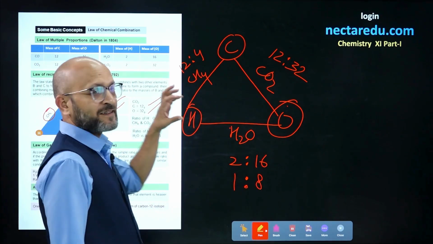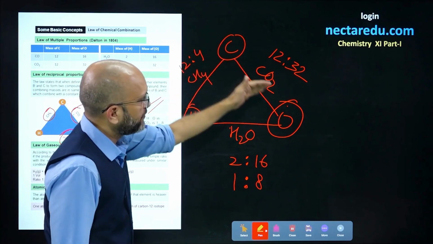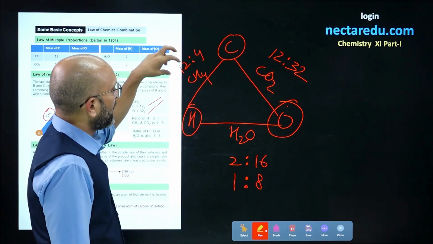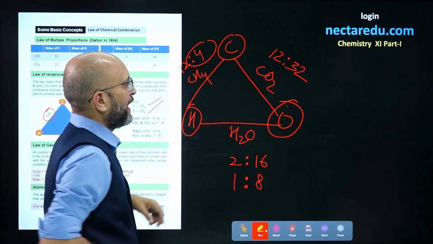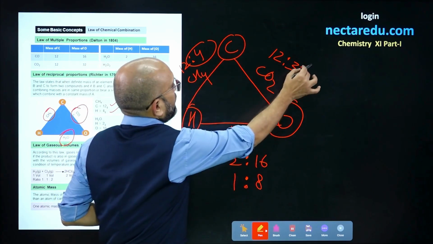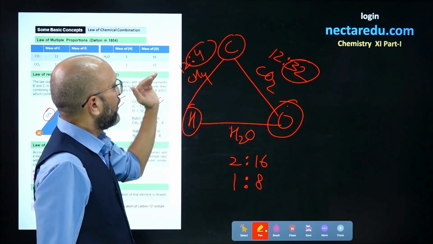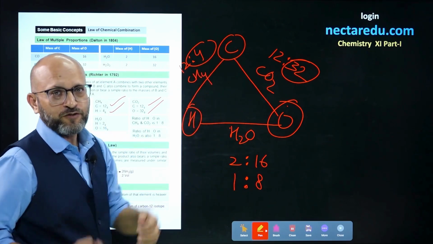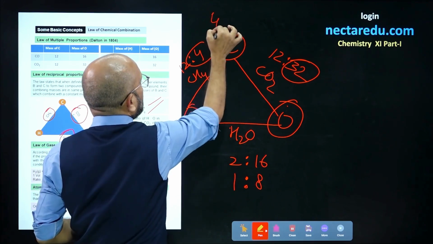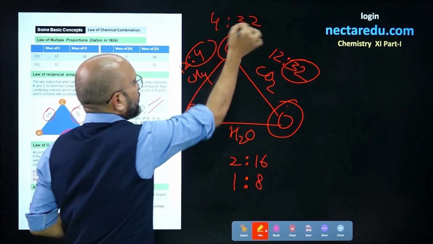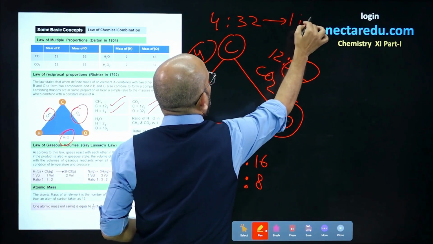Now, what does this law say? Carbon combines with hydrogen to form methane. Carbon combines with oxygen to form CO2. The fixed mass of carbon, 12 units, combines with 4 units of hydrogen here, and with 32 mass of oxygen. So, what is the ratio between the mass of hydrogen and oxygen in these compounds? I think you will agree the ratio is 4 is to 32. If you simplify this, what is the ratio you are going to get? You will get 1 is to 8.